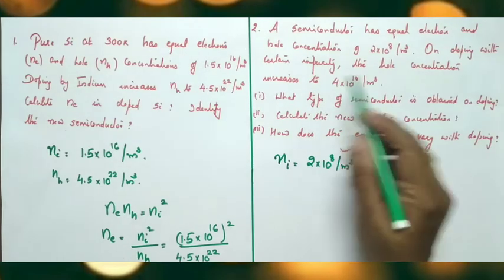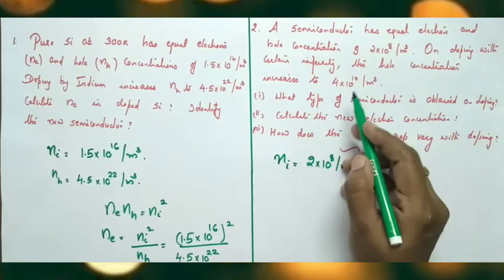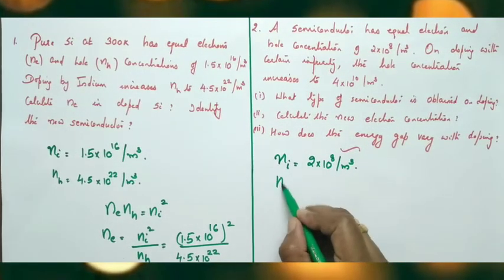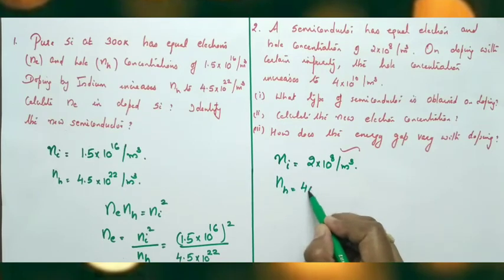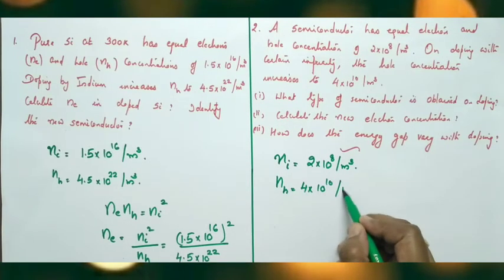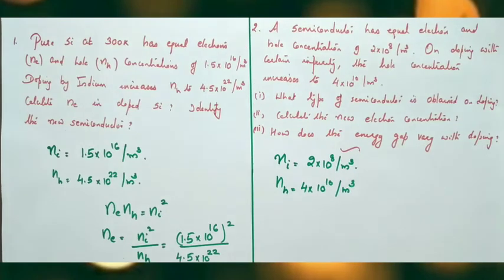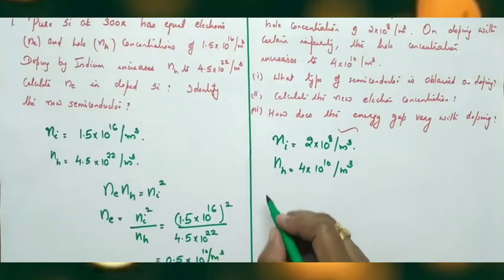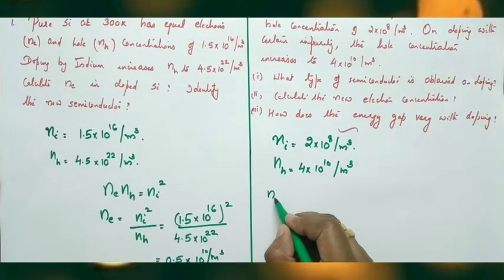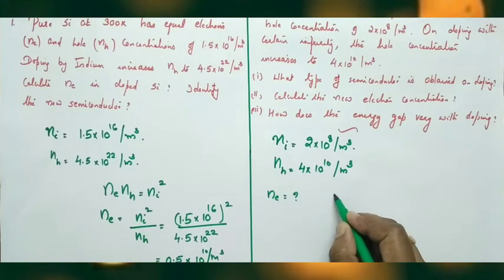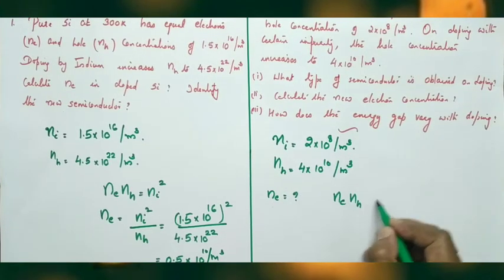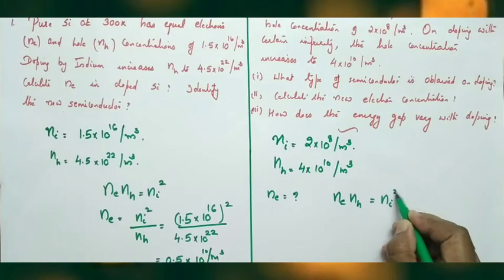On doping with certain impurity, hole concentration increases to 4 × 10^10. So what is the hole concentration? NH equal to 4 × 10^10 per meter cube. Okay, and we have to find out the electron concentration. So Ne equal to question mark. So we have the relation Ne × NH is equal to Ni square.